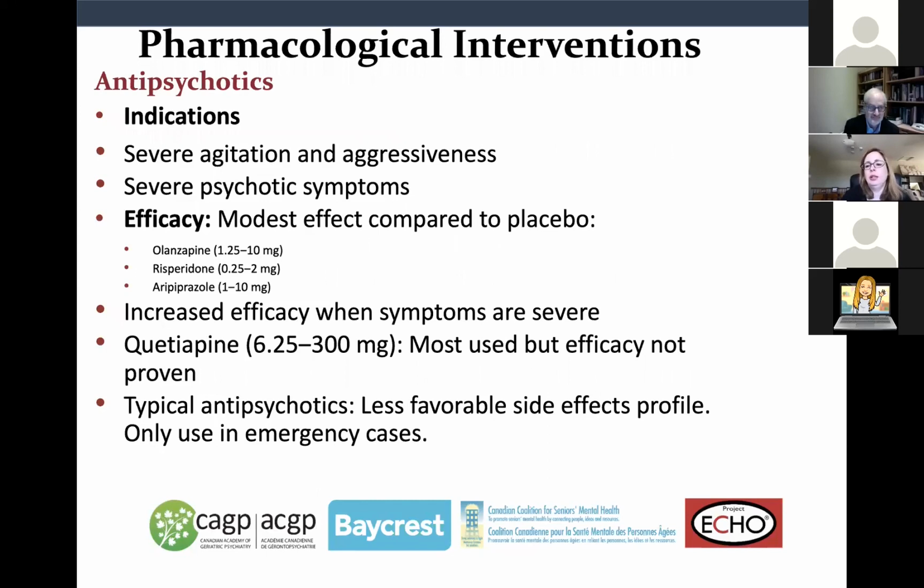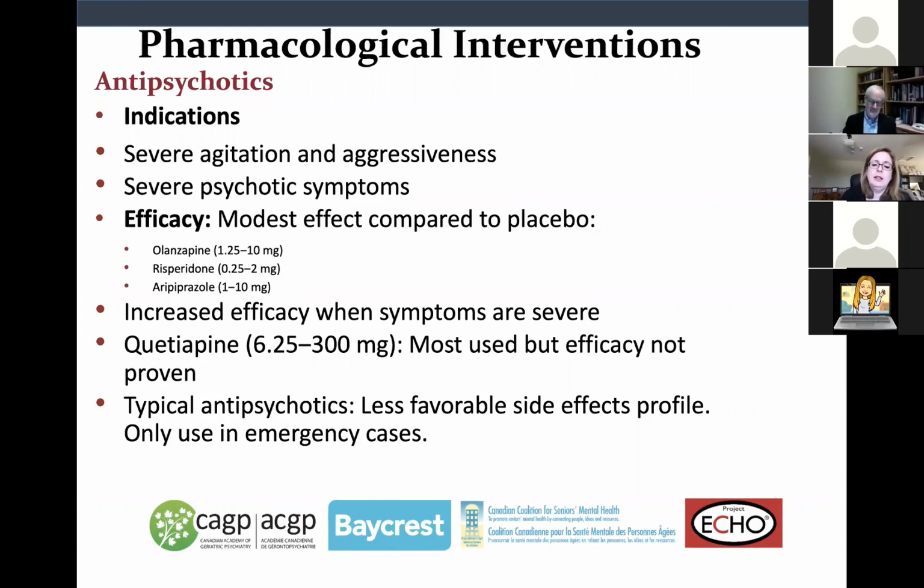Antipsychotics, when we look at the specific indications, we know that it's for severe agitation and aggressiveness and severe psychotic symptoms. All studies in dementia have described a modest effect compared to placebo. And olanzapine, risperidone, and aripiprazole are the three that have been described as efficacious in that kind of problematic. There is an increased efficacy when symptoms are severe, which is great since it's the indication for prescribing it.